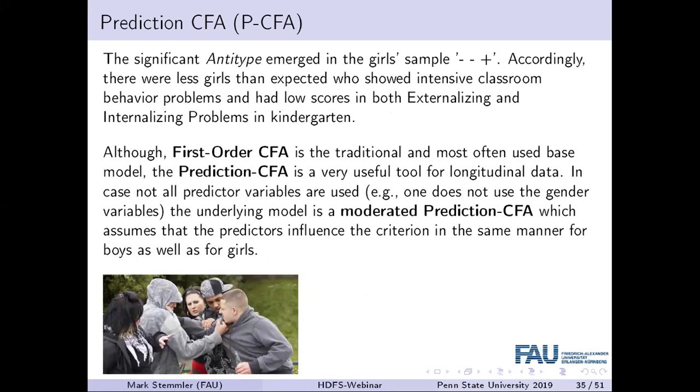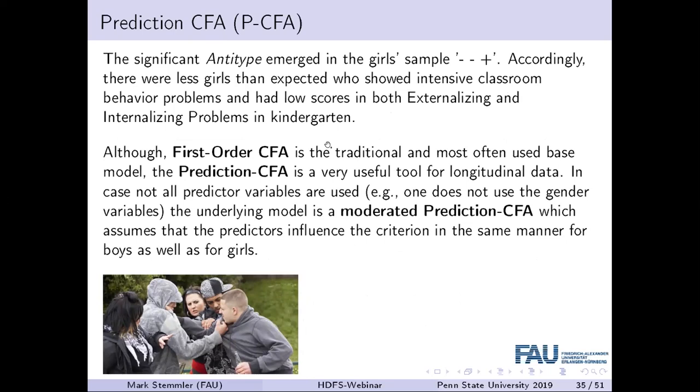The antitype emerged only for girls, saying that it's unlikely to have classroom behavior problems in elementary school, but not in kindergarten.